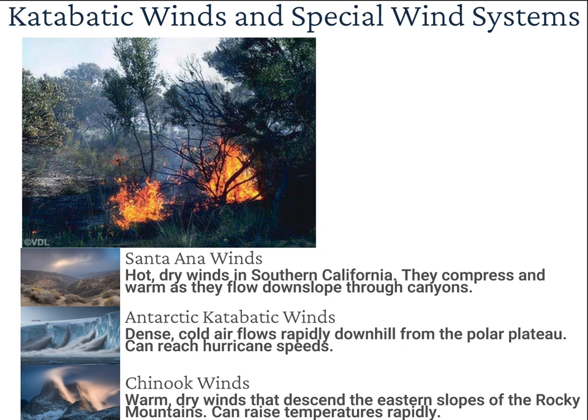The Chinook winds on the east side of the Rockies are warm winds that can melt snow and raise temperatures rapidly. These winds are driven by temperature, elevation, and pressure differences and have a major impact on regional weather and safety.